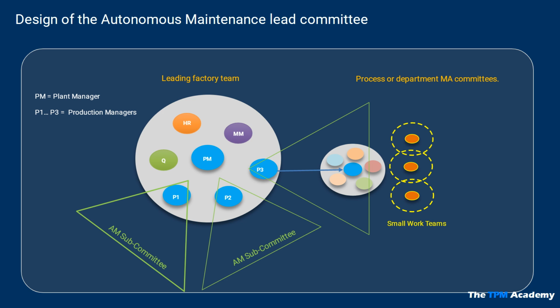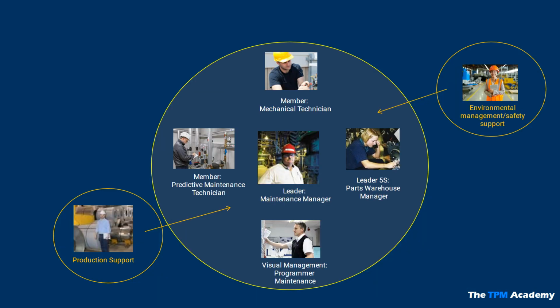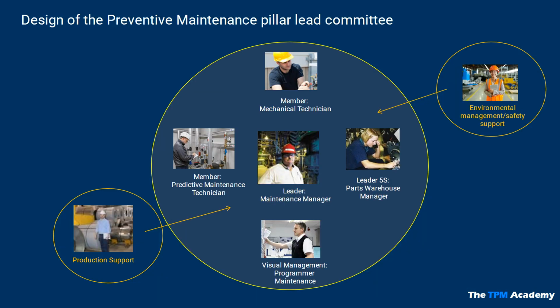The small teams are structured in shifts or areas of responsibility, and are responsible for executing the actions of the pillar steps. For this, the small teams receive the necessary training, both technical and human, so that they can easily manage the established work. The Preventive Maintenance Pillar Committee can be structured as follows. The team leader should be the factory maintenance manager. The supervisors of the different areas of the department participate as team members.